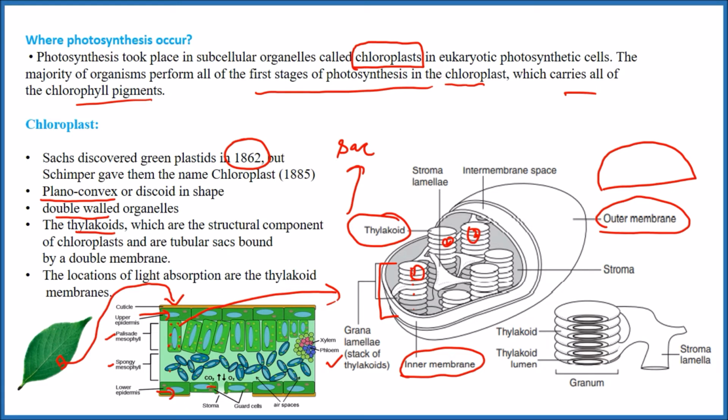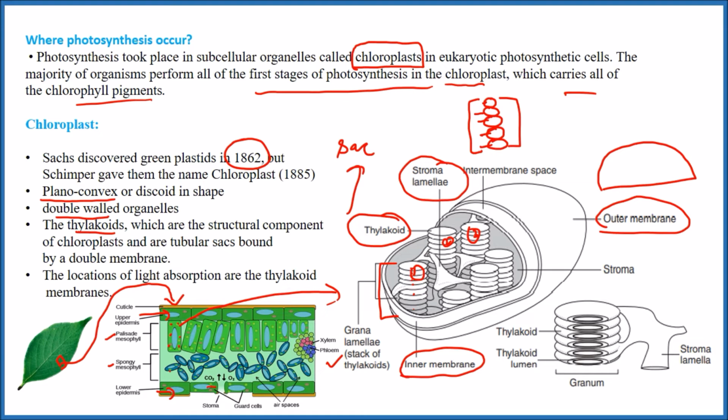So let's take an example. If we take 1 rupee coins and place them one by one, we will get a stack of 1 rupee coins. Similarly, if we place thylakoids one by one, they will form a stack of thylakoid. The stack of thylakoid is called the grana. Each granum is connected to each other, interlinked with the help of stroma lamella.